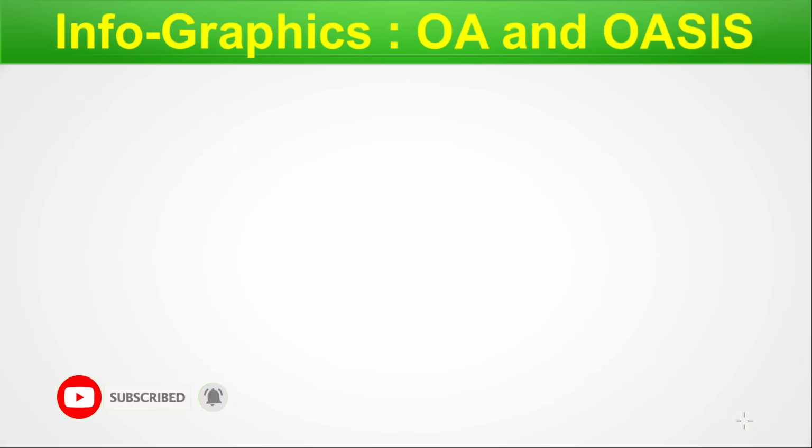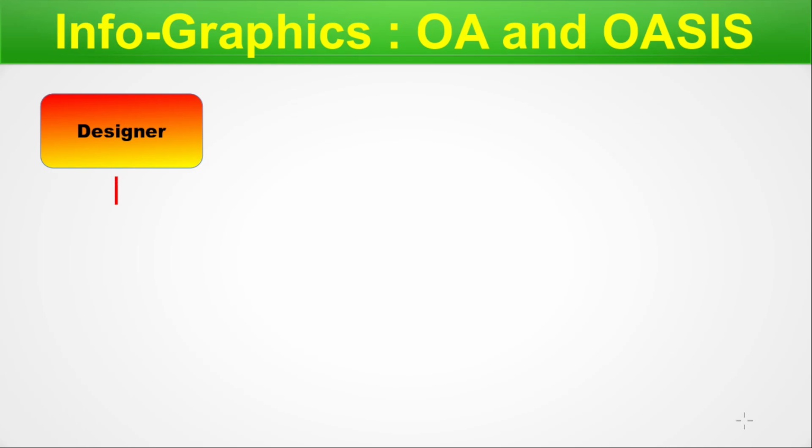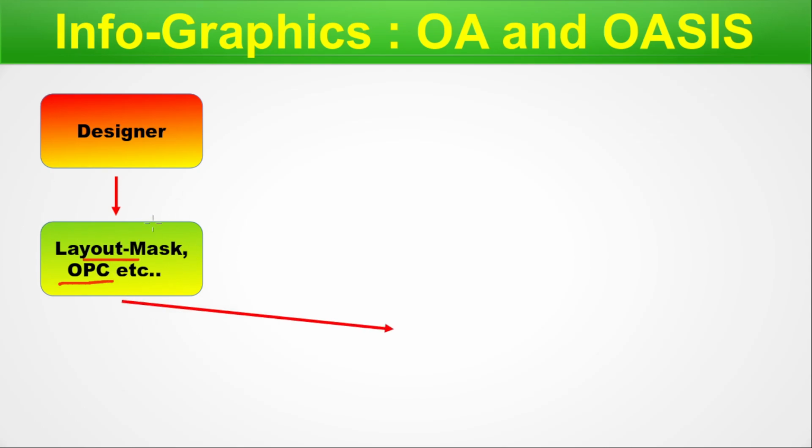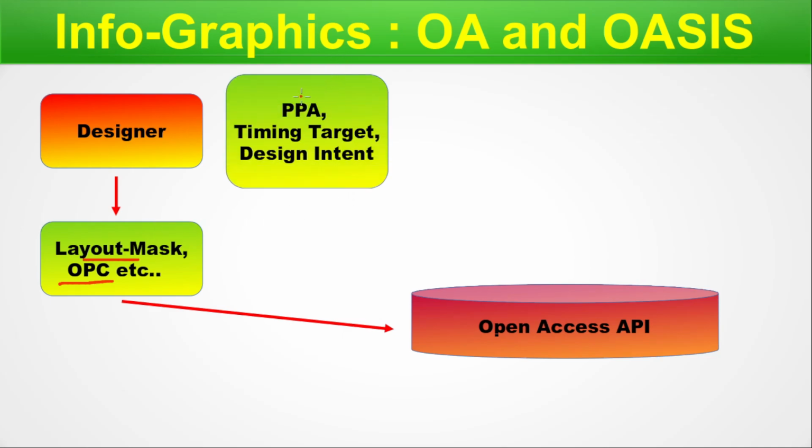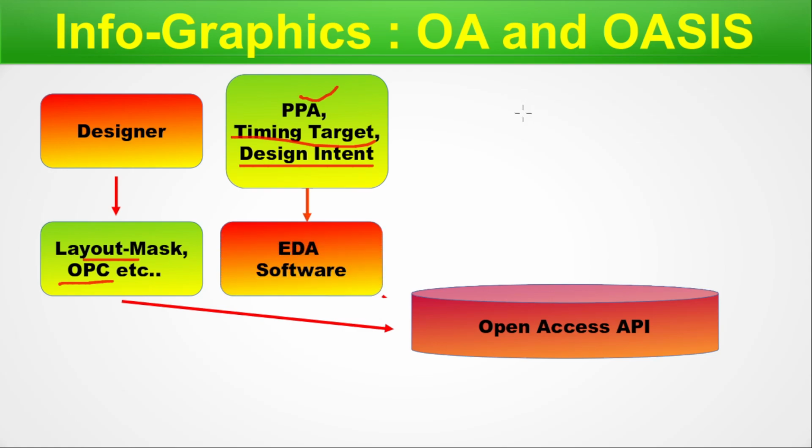Here is the infographic. This will make your life easy to understand the OA and the OASIS, and how they are related. You have to wait till the end till I fill up the entire infographic in this slide. First, we have our designer, that is you, who is designing, and you have your layout mask, that is layout and optical proximity correction, etc. You are doing all this data with you, and these will go to the Open Access API that is present in your layout tool. Now what else goes to the Open Access API? We have the PPA, that is power, performance, area, timing target, design intent, all these things, that is the goal of the design that you are doing, which are fed through our EDA software. And those things also go to the Open Access API.